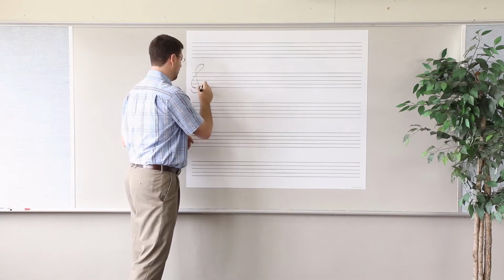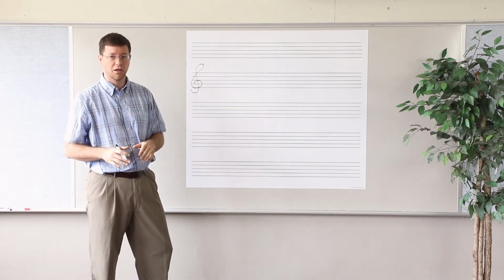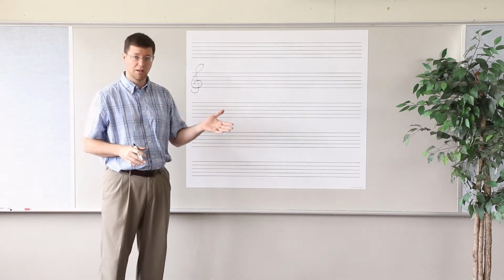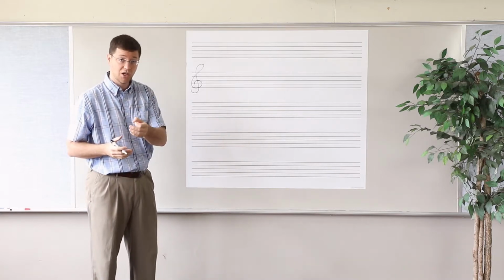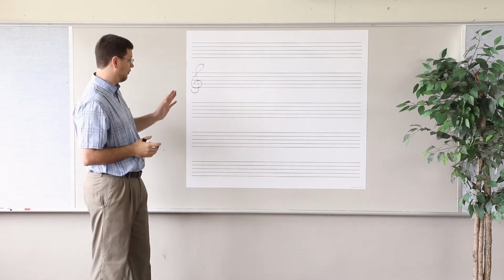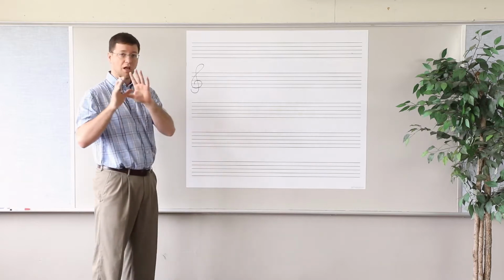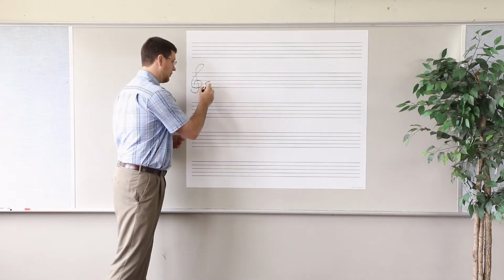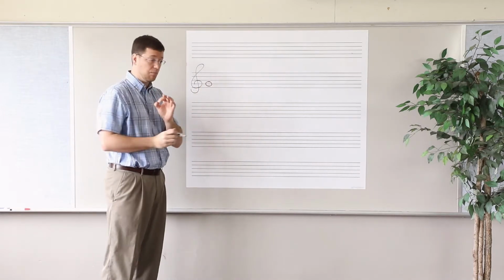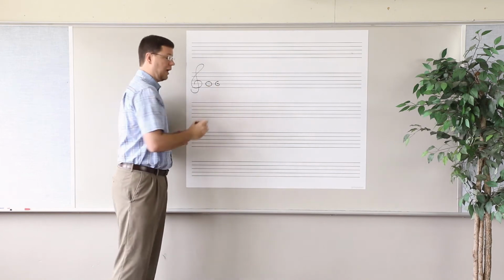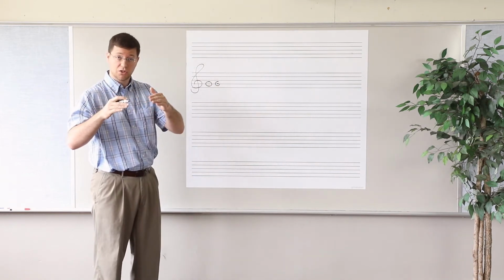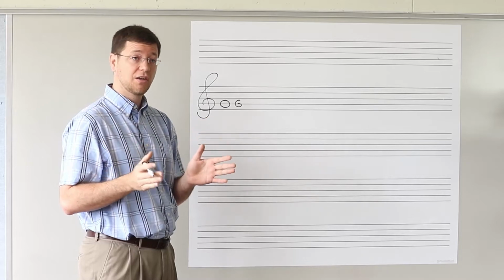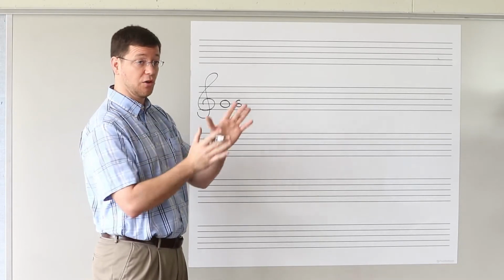So here's a symbol, probably the most common one. We call it a treble clef. It's also called a G clef. A treble clef or G clef tells us that this line has the name G and has a certain pitch. Now that we know that, we can figure out what all the other pitches are.